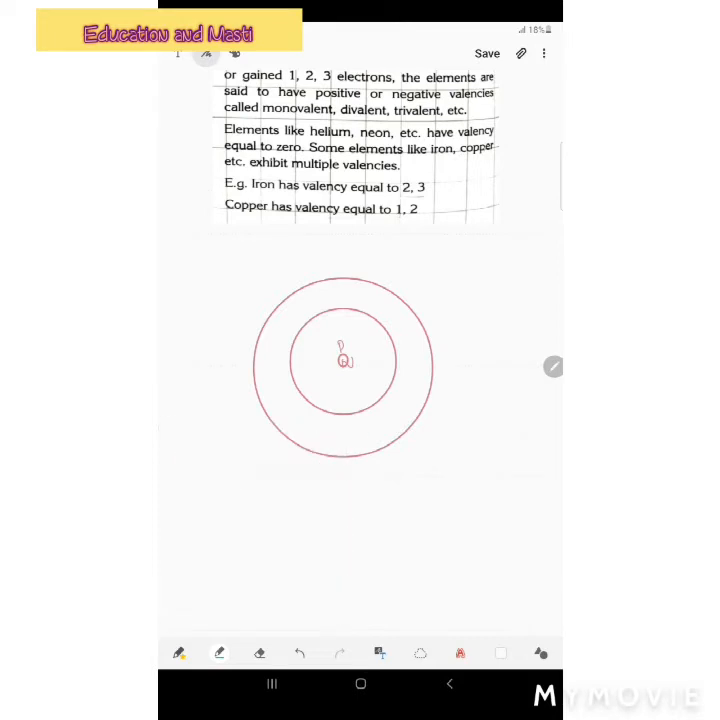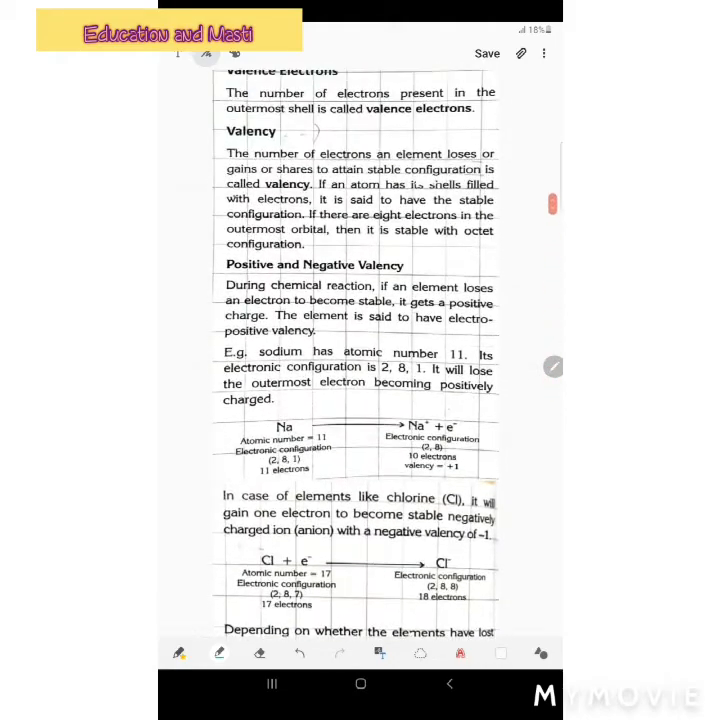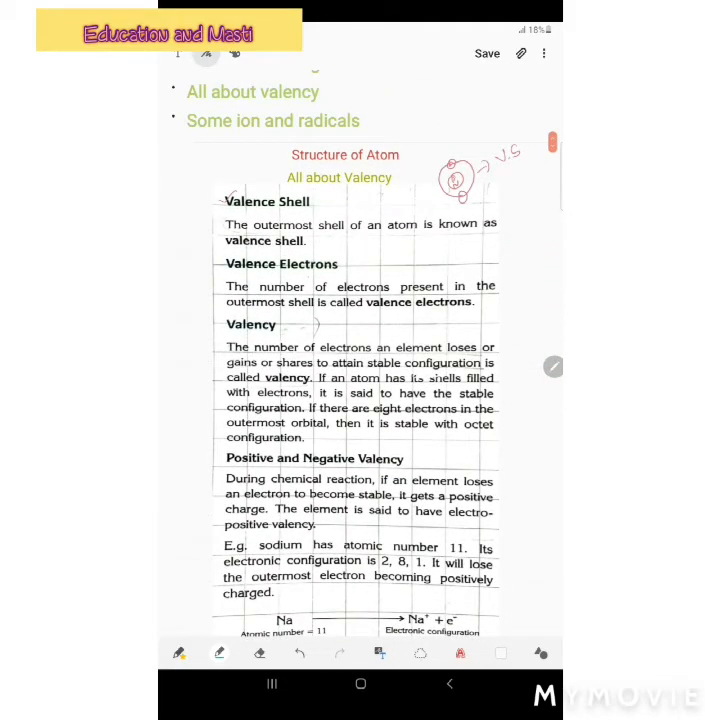Then, as I have already told you, in the first shell 2 electrons are there. Then here take 4 electrons. So here the last shell is this shell. So this is called the valence shell. The last shell of any atom is called the valence shell. So what is the definition? The outermost shell of an atom is known as the valence shell.